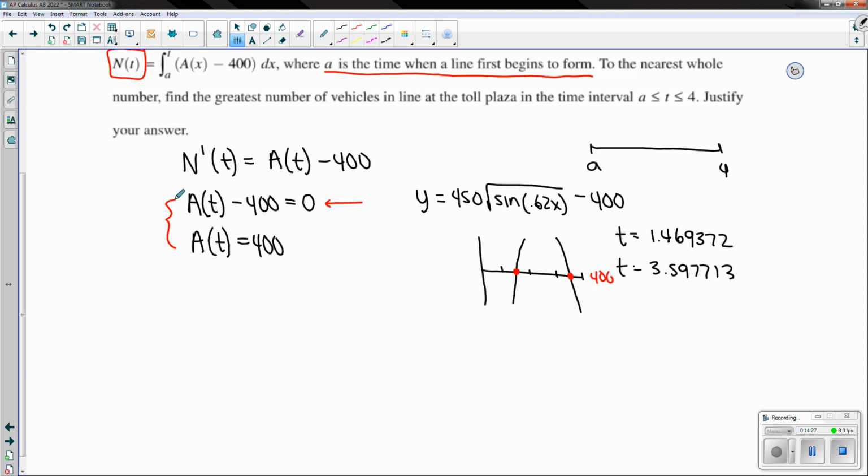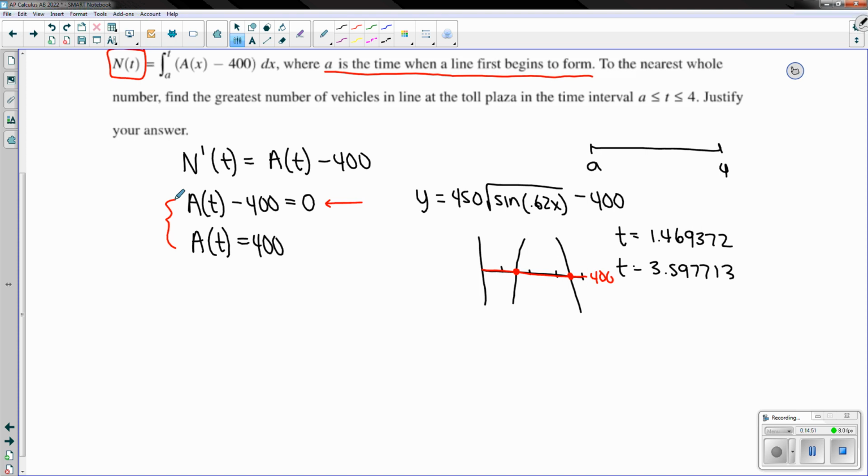Okay, so if we just make that comparison there where those functions are the same, we should get the same points of intersection at that same point in time. So what does this mean? Well, we were told that whenever the function is greater than 400, so if this is our line of 400, then the line is going to start to form. And the line begins to form at a.